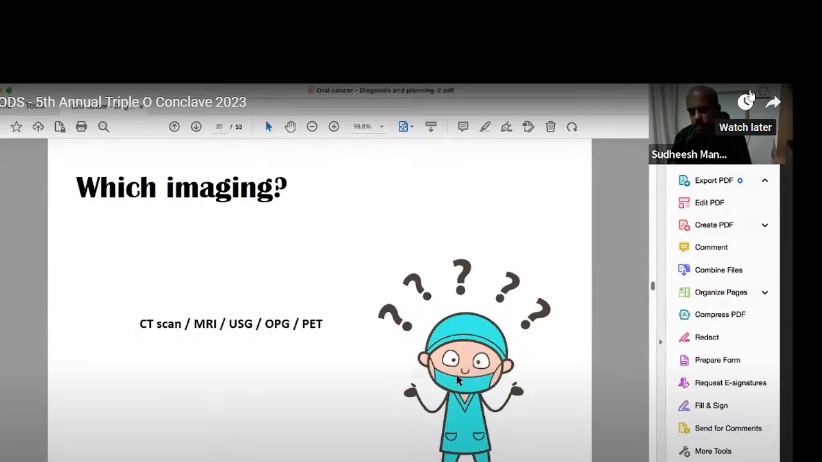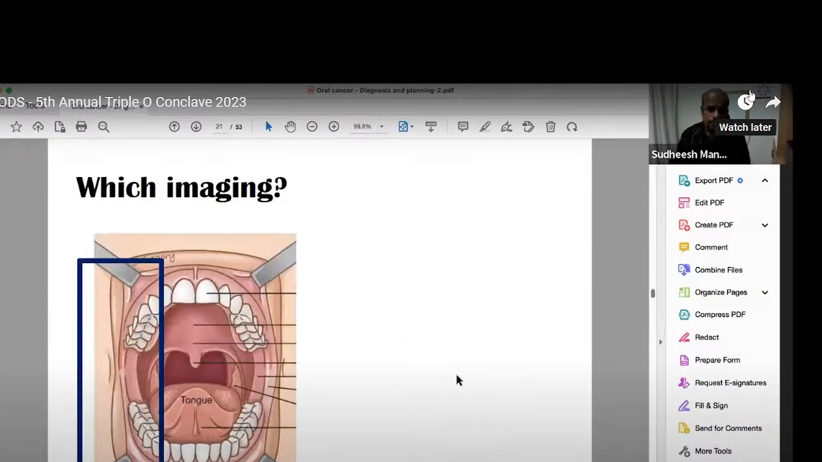For example, OPG is not a useful imaging modality in our oral cancer management. So don't go for an OPG unless it is very important. I will give you some guidelines on how to choose, and if at all you are taking an image, what image to take.